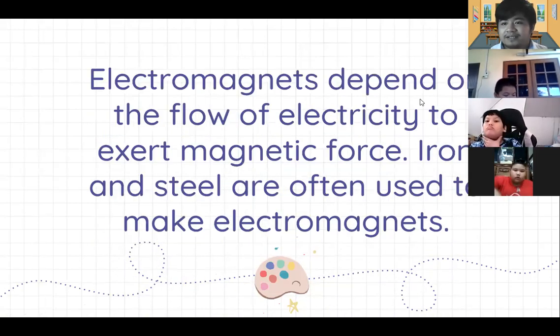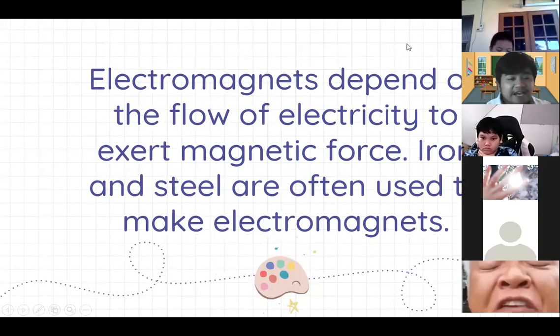Electromagnets depend on the flow of electricity to exert magnetic force. Iron and steel are often used to make electromagnets. So as I've said, electromagnets are temporary magnets. They are not permanent. So if you unplug or turn it off, then there is no more magnetism.